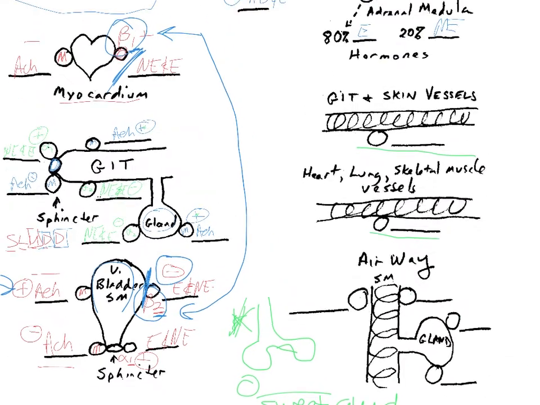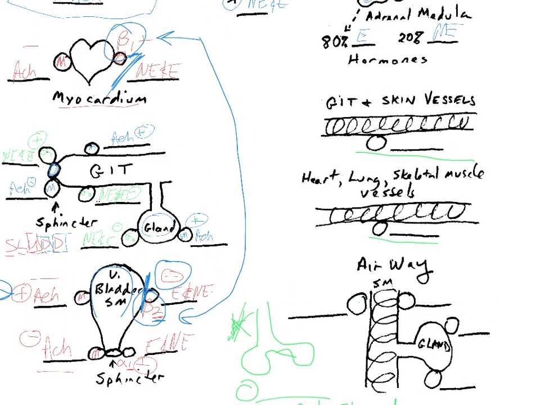And what you have to do when you think about it is, under fight or flight, do I want blood to go to the gastrointestinal tract and skin vessels? Under fight or flight, do I want blood to go to my heart, lung, skeletal muscle? Under fight or flight, do I want my airways wider or narrower? Under fight or flight, are the sweat glands activated or not? Okay, so those are the things you have to think about when you're answering those.